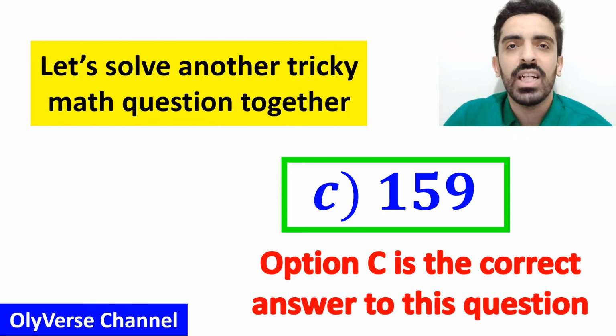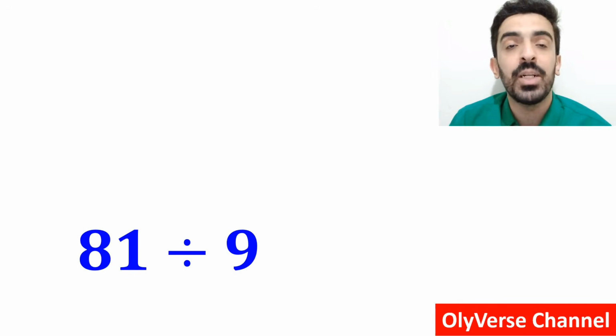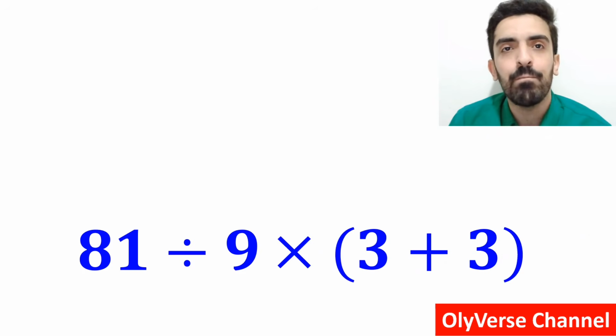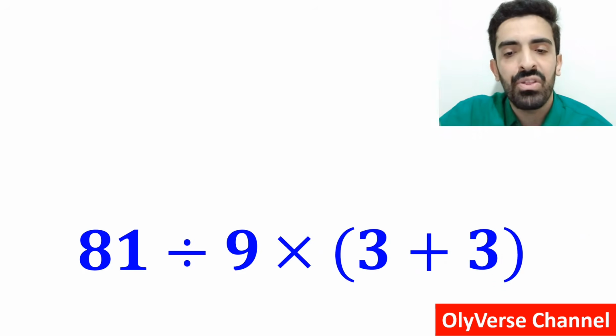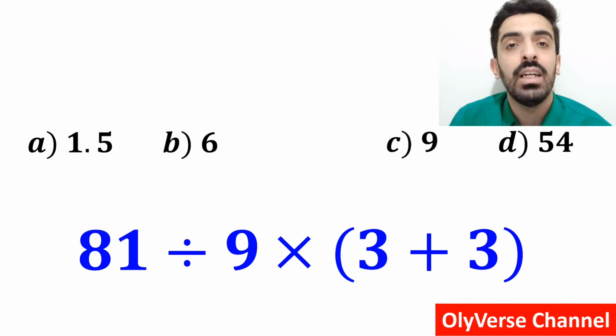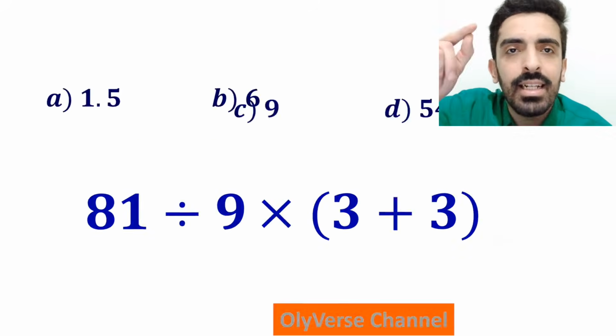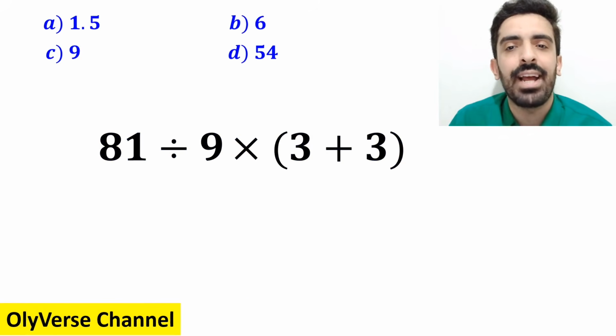Alright, now let's solve another tricky math question together. What is the value of the expression 81 divided by 9 multiplied by open parenthesis 3 plus 3 close parenthesis? Which option do you think is the correct answer to this question? Let's take a closer look and solve it together.